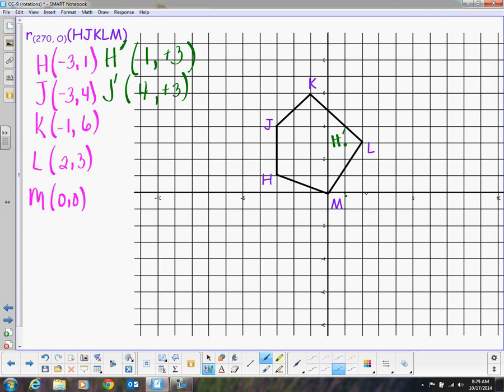So now I'm going to go over 1, 2, 3, 4, 1, 2, 3. This is J prime. Oh, all you do is just switch them. Switch them, and opposite of the second. Oh, I see. K prime, switch them. 6, negative 1, and now opposite of that one. 5, 6, 1. Now are you with me?